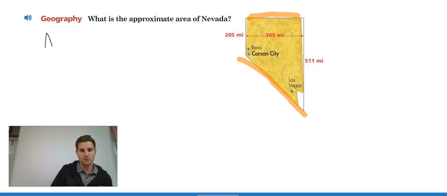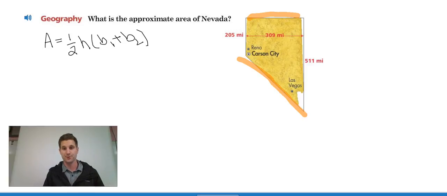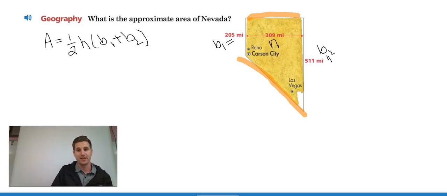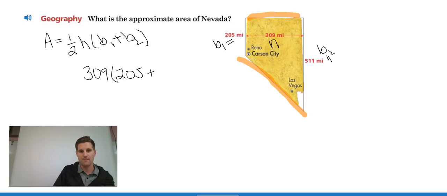So we are going to use our formula of 1/2 the height times B1 plus B2. Now it doesn't matter which one's base 1 or base 2, so let's call this base 1, and we can call this base 2, and the height is the distance between them using perpendicular, so this is our height. So all we got to do is plug it in and solve. So we get 309, add these two together. Order does not matter because of the commutative property of addition we learned a long time ago.